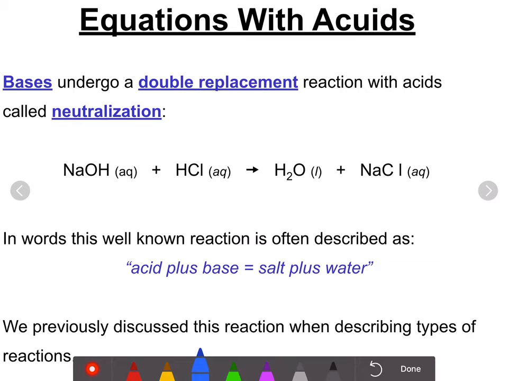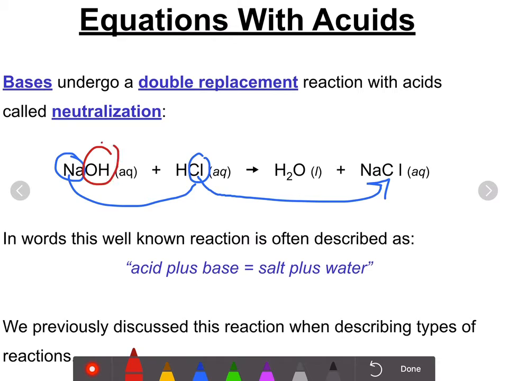Equations with bases. Bases also go through a double replacement reaction when they're with an acid. So a characteristic base is a hydroxide. And if it's a strong base, it's a hydroxide bonded to the first group on the periodic table. They still go through a double replacement, as our cation bonds with the opposite anion and creates another molecule, as well as the anion from the first molecule bonds with the cation on the second molecule, creating water.